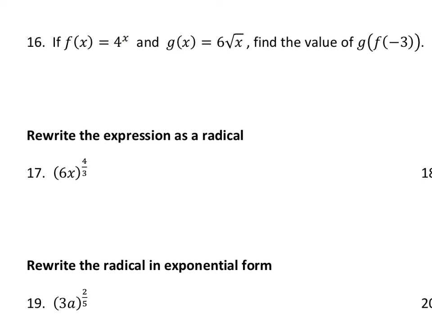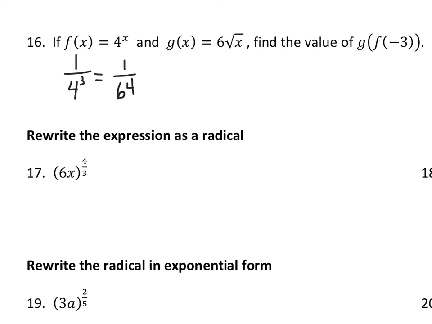So 4 to the negative 3 power. What is 4 to the negative 3 power? Well, that's the same thing as 1 over 4 to the third, and 1 over 4 to the third is 1 over 64. So that's the first part. Then the next part is we're going to plug that into our function g. So we're going to plug 1 over 64 into function g.